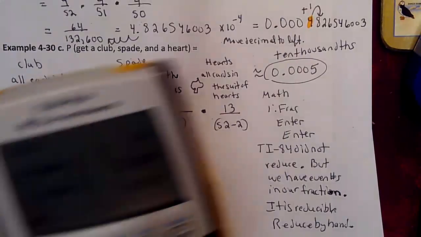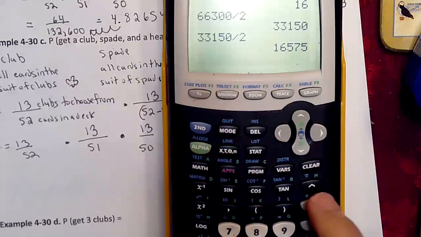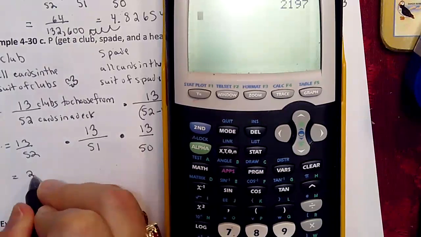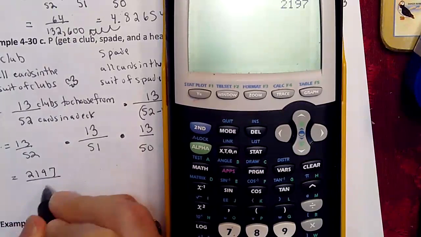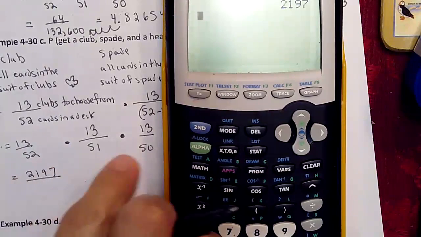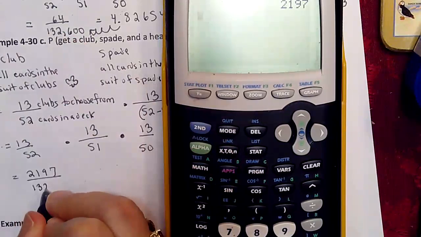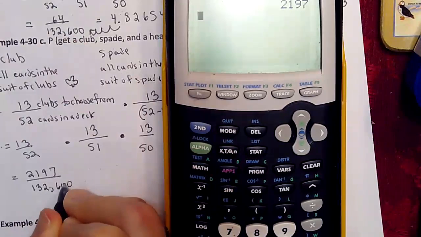But that's what we have. And so now we're going to do 13 times 13 times 13. And you already know what the denominator is from the previous problem. You already know 52 times 51 times 50 from the previous problem. That doesn't change. That was 132,600.